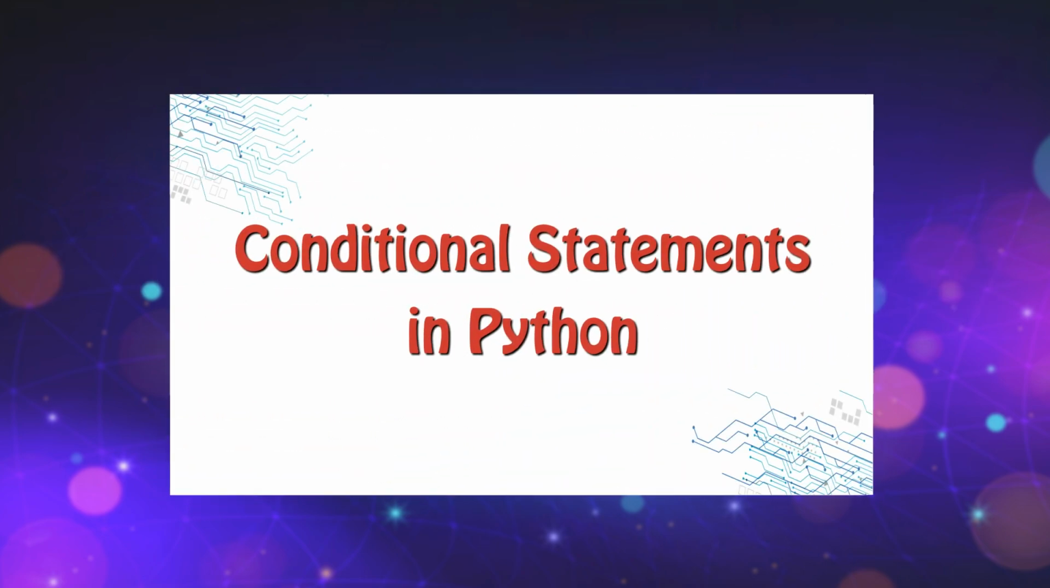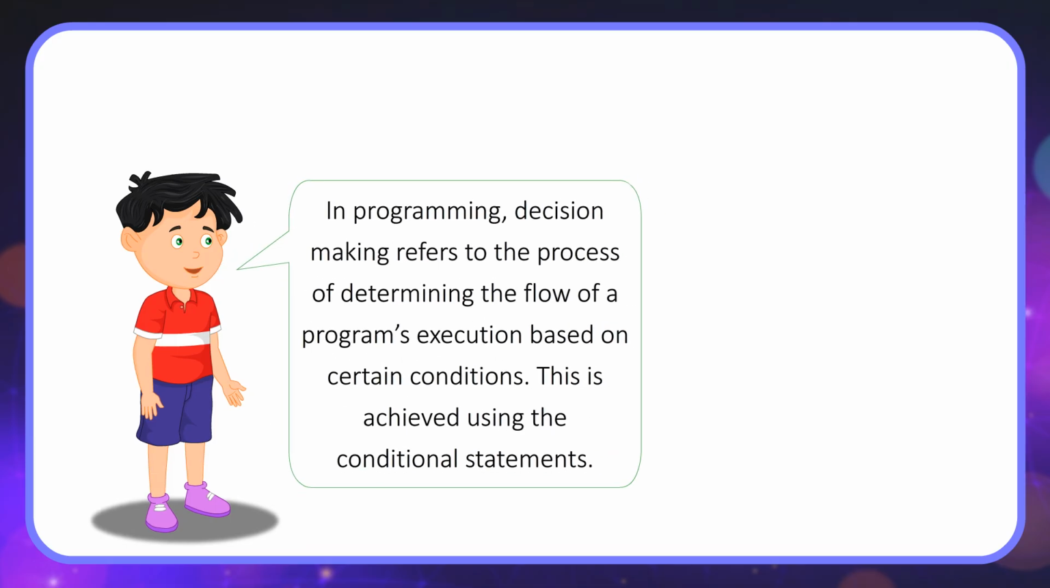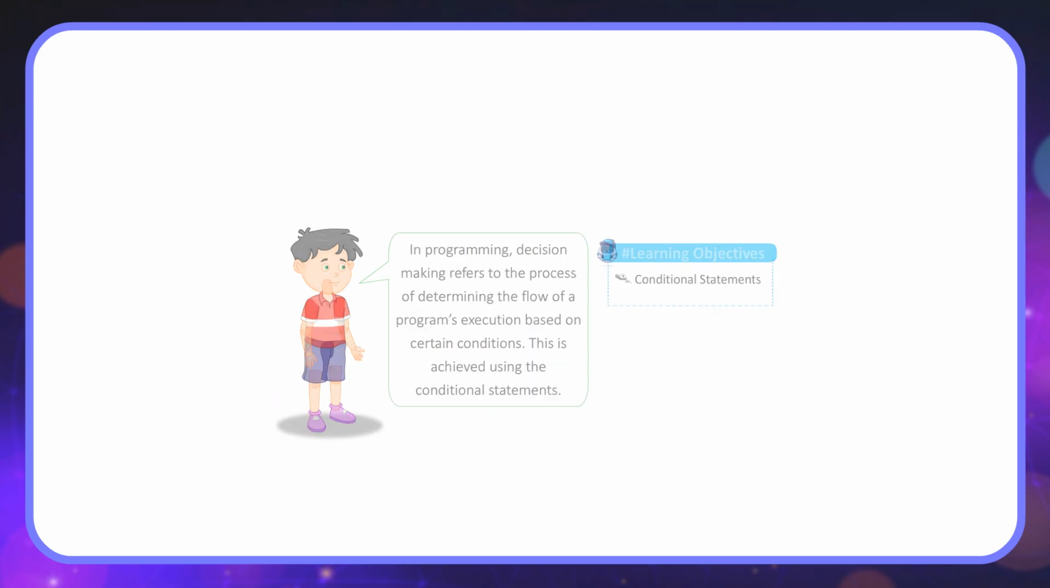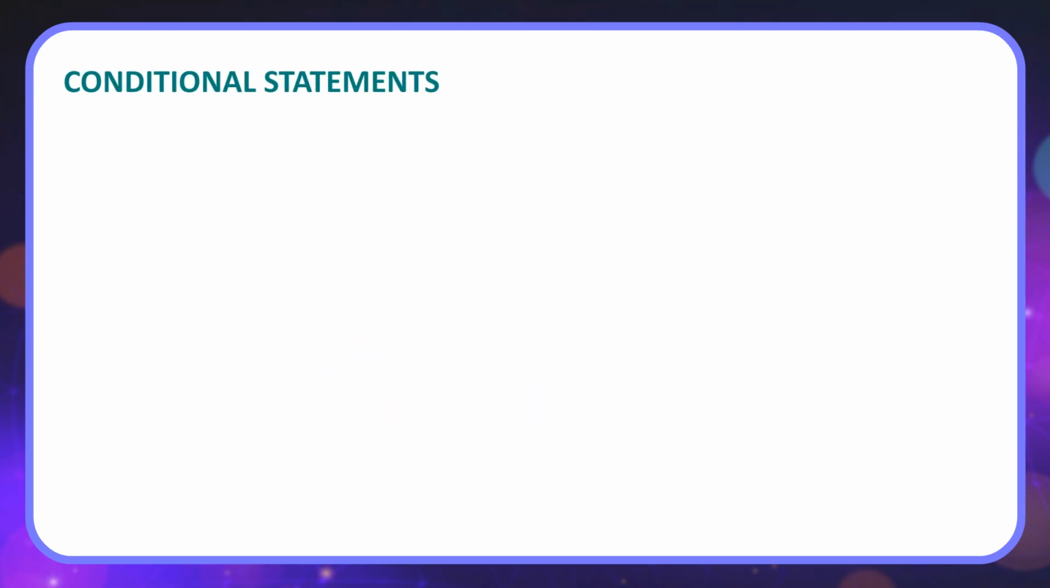Conditional statements in Python. In programming, decision-making refers to the process of determining the flow of a program's execution based on certain conditions. This is achieved using conditional statements. Learning objectives: conditional statements.